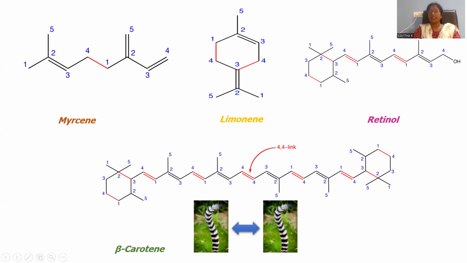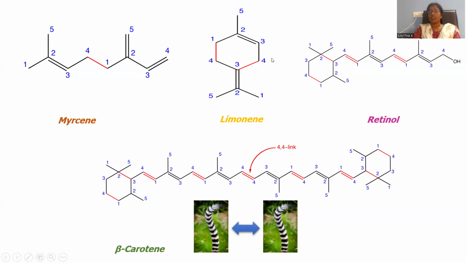Let me go with the lengthy one. A lengthy chain is going to be noticed over here. Whatever this retinol is, two such retinols are going to combine over here. Here is one annular system. Here is another annular system. You can notice the fourth carbon of one chain is going to join with the fourth carbon of another chain. The 4-4 linkage is properly mentioned over here.